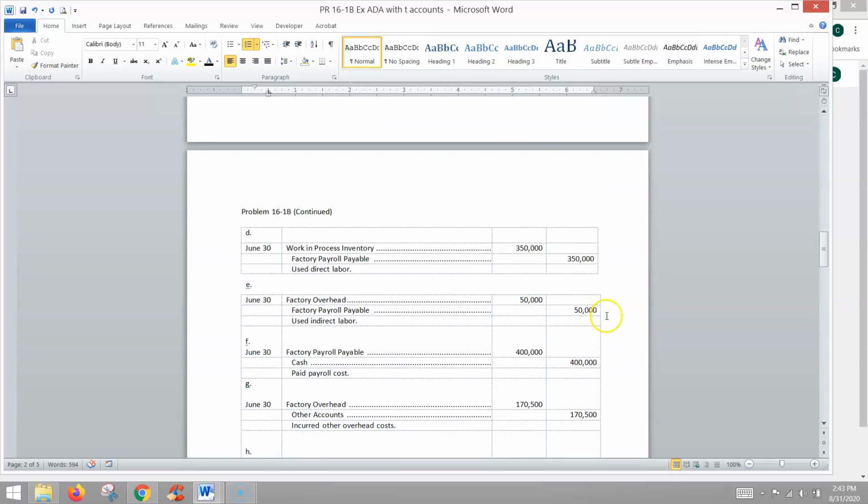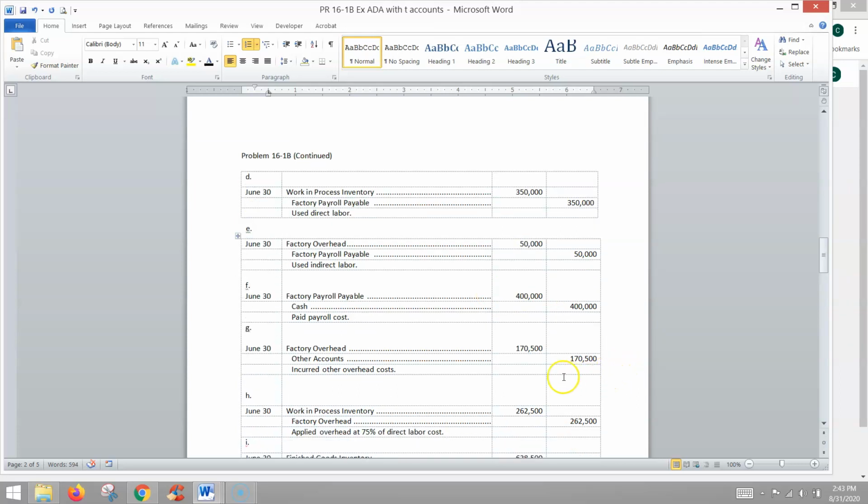To record our labor, we're going to debit work in process inventory for direct labor. We're going to credit factory payroll payable. Our indirect labor is going to be debited to factory overhead and credited to factory payroll payable. The amount that we actually pay in cash for our payroll given to us in the table, we're going to debit factory payroll payable and we're going to credit cash.